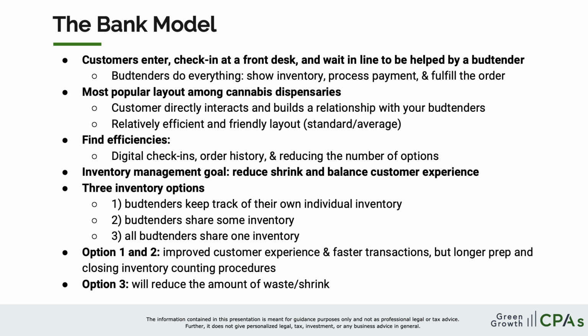Now with option 3, a central inventory, you will reduce the amount of waste and diversion of product, again reducing that shrink, because fewer people have access to dispensing the products. Those people know that they are specializing in the inventory dispensing, and it can make opening and closing your day much quicker because you only need to count in and out one set of inventory. Now, we would suggest that you start off with individual bud tenders having their own inventory, measuring your shrink, and then make a judgment call on whether or not to move to a central inventory.